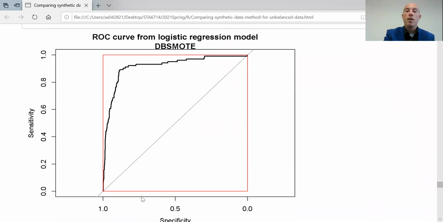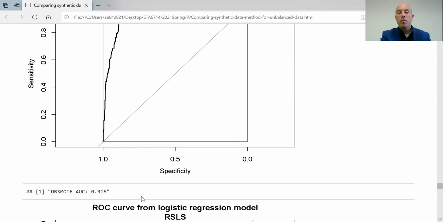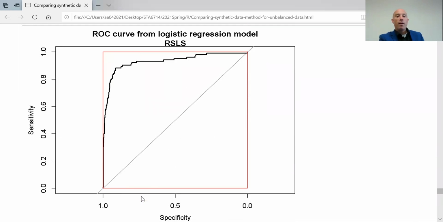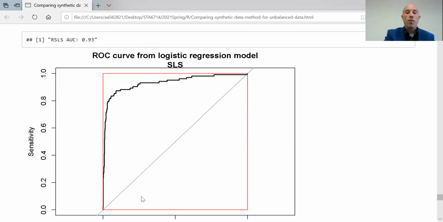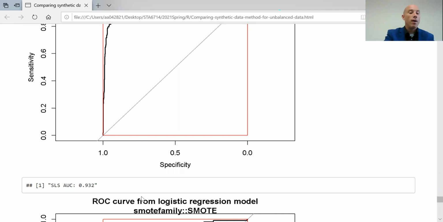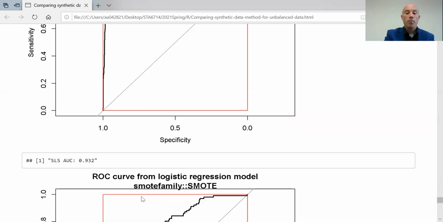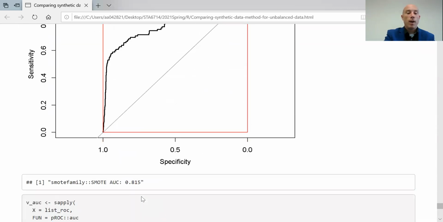Then when we look at density-based smote, it's 0.91 and 0.92, which is stronger than others, but not our best. Now we have RSLS, it's relocation safe level smote. And we have an AUC of 0.93. And then safe level smote, we have an AUC of 0.93 also. And then the smote family smote is 0.81 or 0.82.